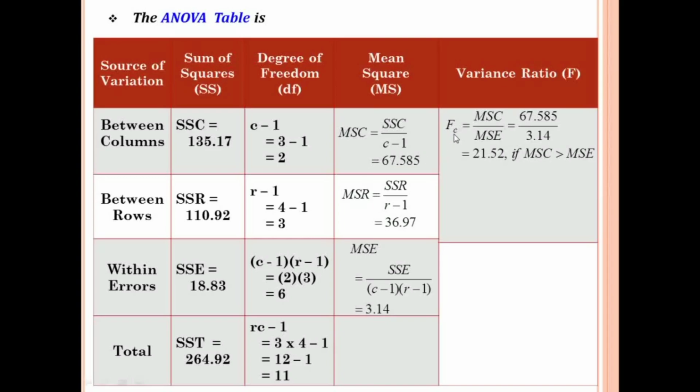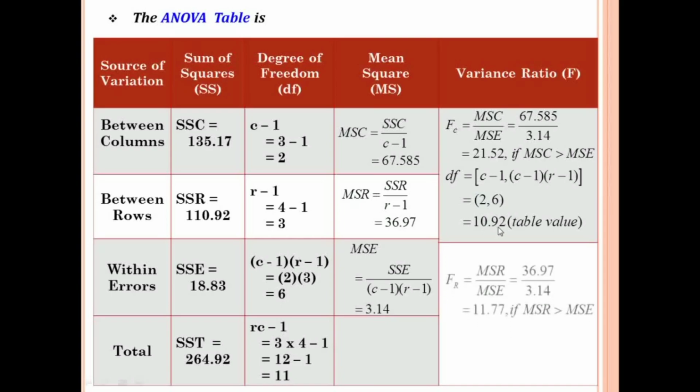Listen very carefully. Your variance ratio test should always be greater than 1. We should not get less than 1. So the numerator value is always the highest value compared to the other one. Okay. So here 67.585. Here you see error value 3.14. So you consider this as numerator, this as denominator. So we get 21.52, as MSC is greater than MSE. Similarly, we find degree of freedom for this. What is the degree of freedom for this? C minus 1 comma this number. So we get 2 comma 6. By using the statistical table, we get 10.92.